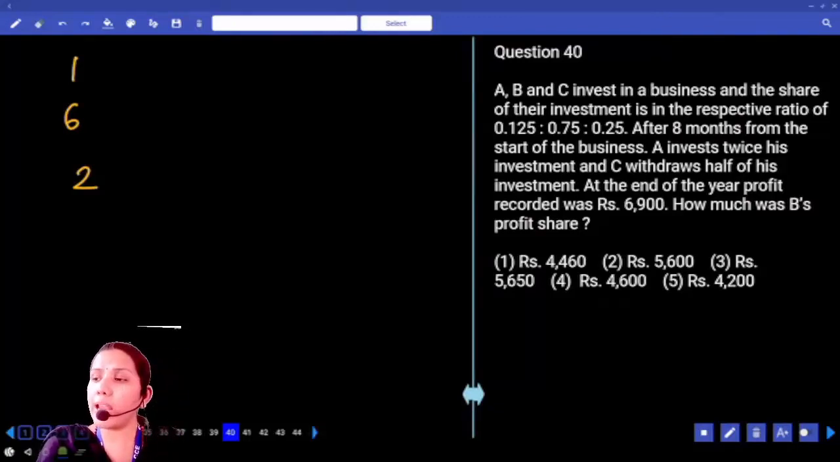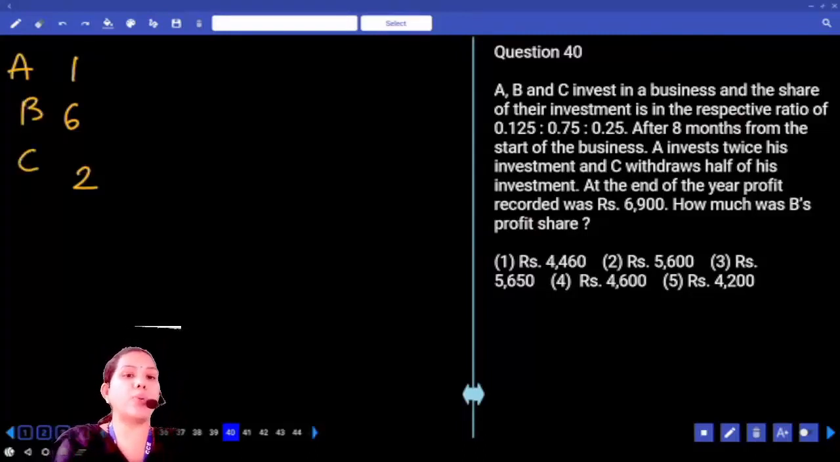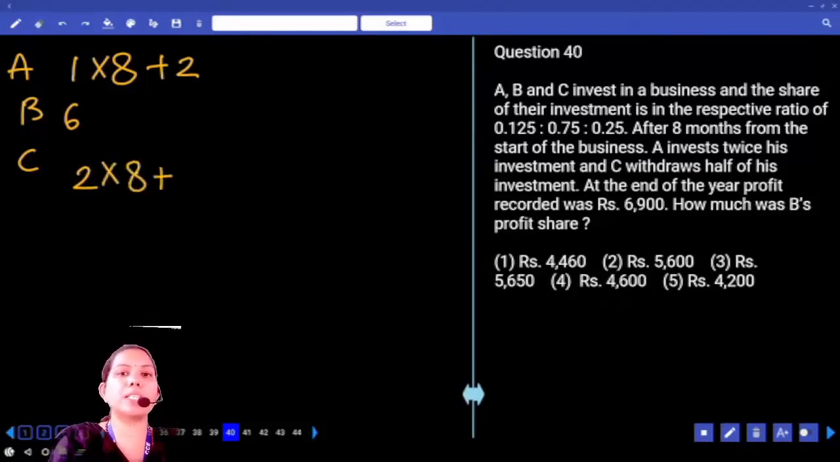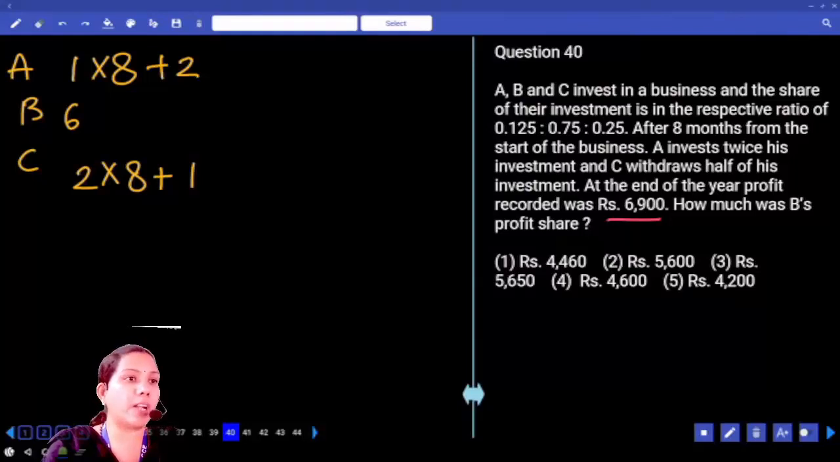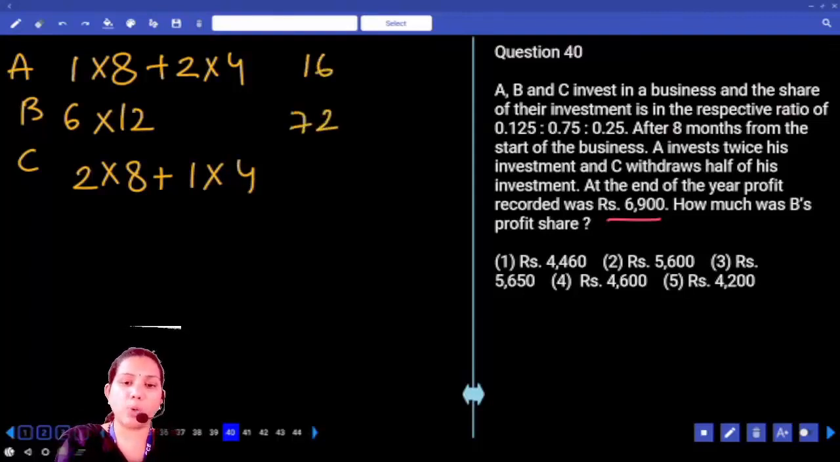After 8 months from the start of the business, A invested twice his investment. After how many months? 8 months. Double his investment means the present investment is 2. And C withdrew half of the investment after 8 months. C is initially 2, and he withdrew one part, so again we have only 1. The profit is 6,900 after 1 year. A and C completed 8 months. What is the remaining time? 4 months. What is C's total time? 12 months. 8 plus 8 is 16. 6 times 12 is 72, and it is 20.